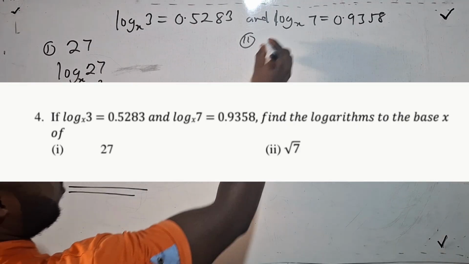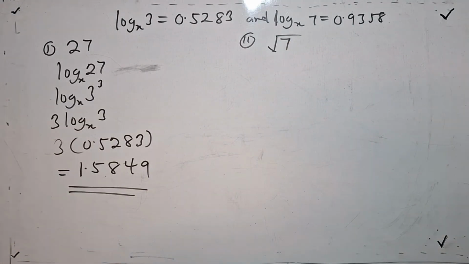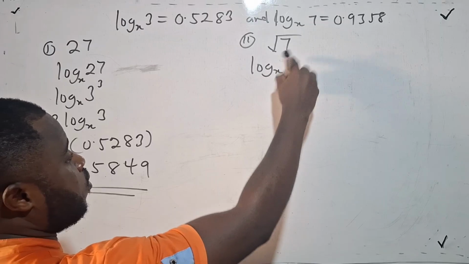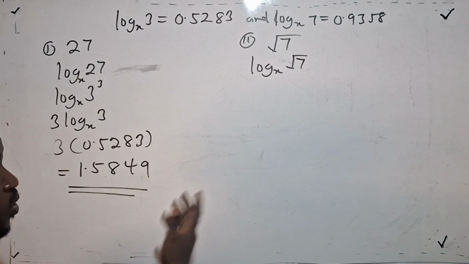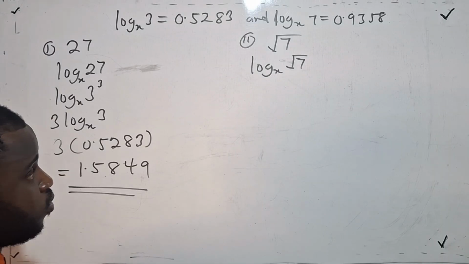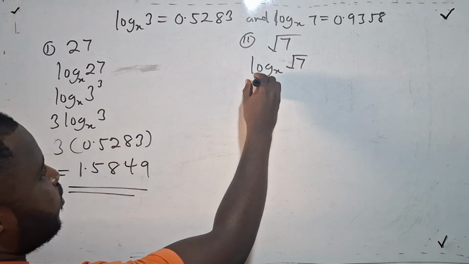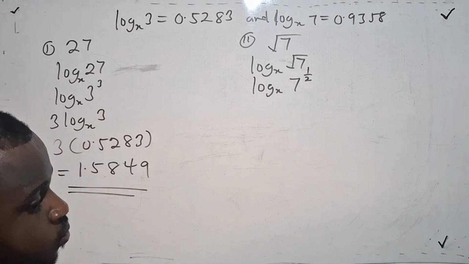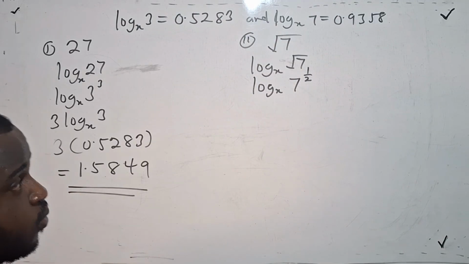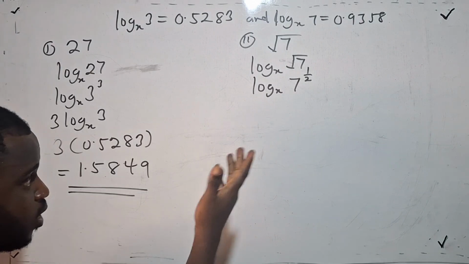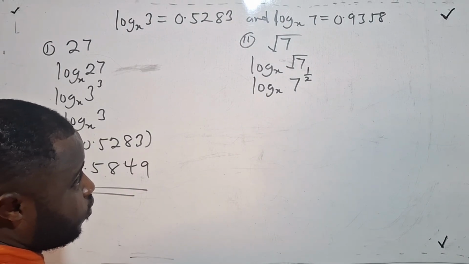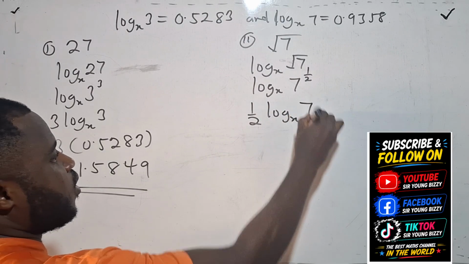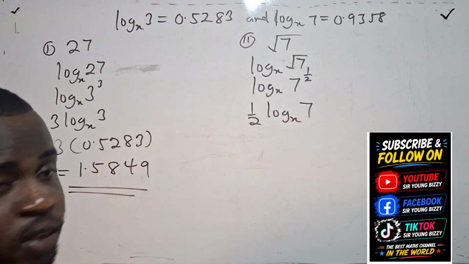Part II says we are to also evaluate root 7. This shouldn't be scary, so it means log base x of root 7. Now we know we can eliminate the root, and this one will give us 7 raised to the power half. This is the same thing. The square root of any number is the number raised to the power of half, for which this can also be expressed as half log to the base x of 7.